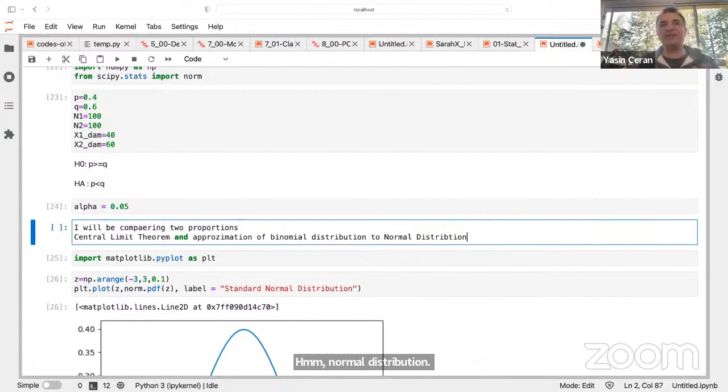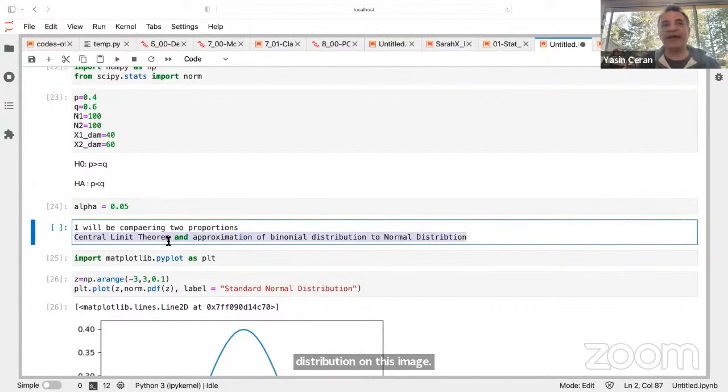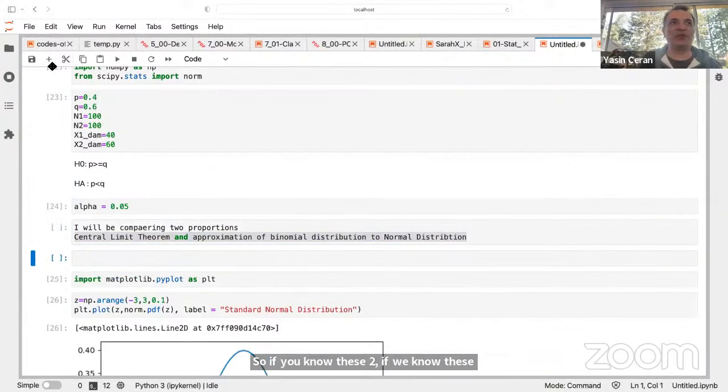Now, I assume that we know this topic: the central limit theorem and the approximation of the binomial distribution by the normal distribution. If we know these two, then it makes sense to continue with the following equation that I'm going to be typing here.